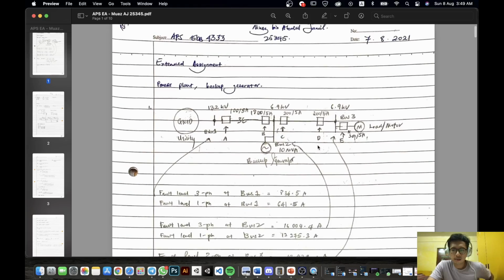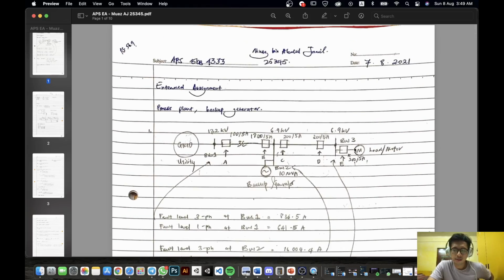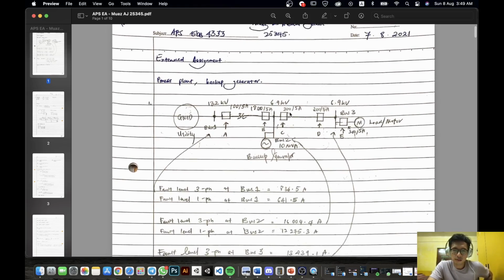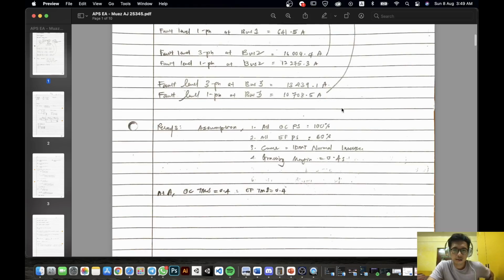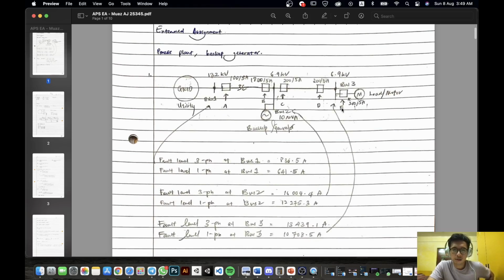So basically the system will operate based on the time that has been determined using the TMS, and based on the current settings as well that I have calculated from the current transformer.